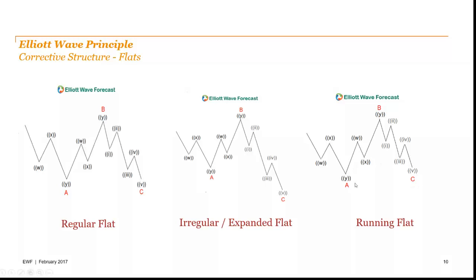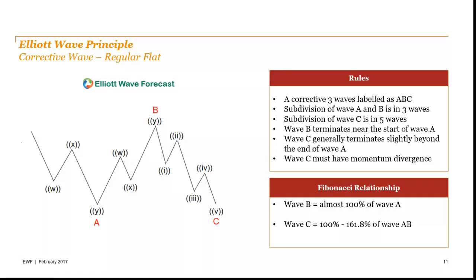Alright, so that's the 3 different types of flats. And then let's take a look here. This is the regular flat. Again, like I said, it's 3 waves, and then another 3 waves. The B almost retests the beginning of the A, and then you have 5 waves in C. So it is 3 waves, which is a corrective structure, labeled as an ABC, and the subdivision of A and B is in 3 waves, and then the C is in 5 waves, and then the B terminates near the start of the wave A. Wave C generally terminates slightly beyond the end of wave A.